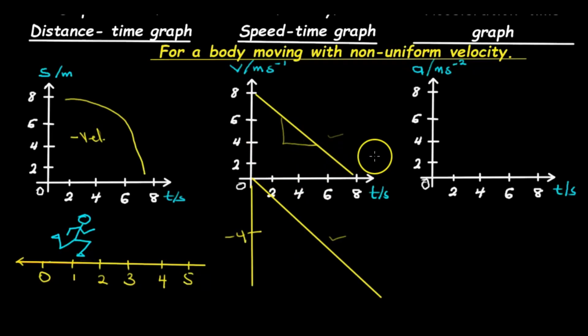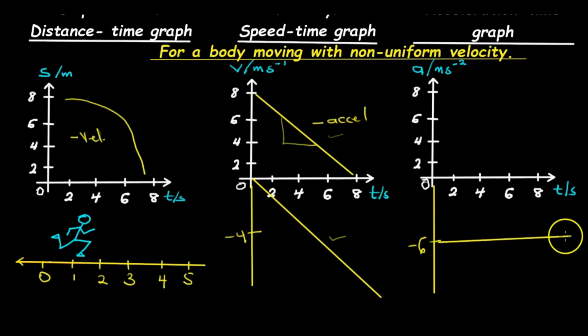And if you are to plot this on an acceleration-time graph, since the slope is going to be negative, it means that we have negative acceleration. And negative acceleration means that we're plotting our constant acceleration. This time we said it was 6. Our acceleration is going to be on the negative side of the graph, which is parallel to the horizontal axis.